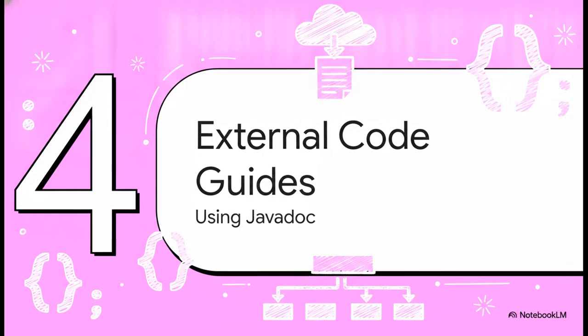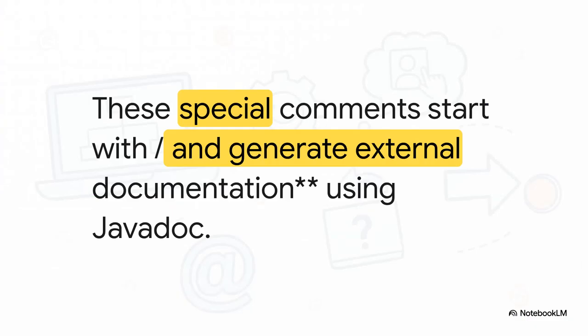Next up, Section 4, Generating External Code Guides. Java actually has a third, very special type of comment that does something incredibly powerful. Behold the documentation comment, or what we usually call a doc comment. Notice the syntax here. It starts with a forward slash, but then it has 2 asterisks. You place these very carefully in your code, usually right before declaring a class or a method. They're specifically used to describe the specifications of the code from a high level.